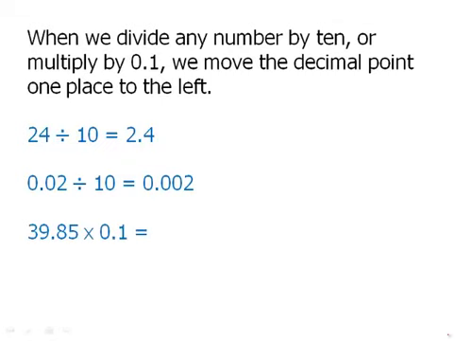39.85 times 0.1, the decimal point moves 1 place to the left. It starts out between the 9 and the 8. It winds up between the 3 and the 9. And we get 3.985.